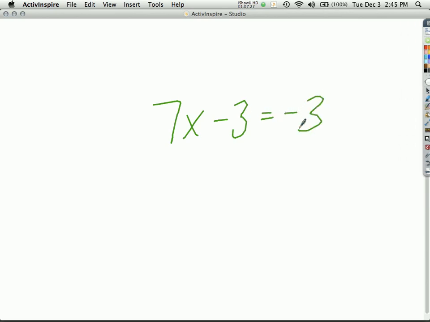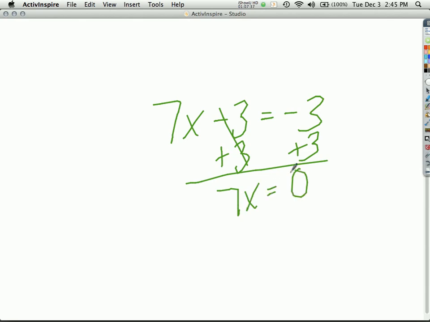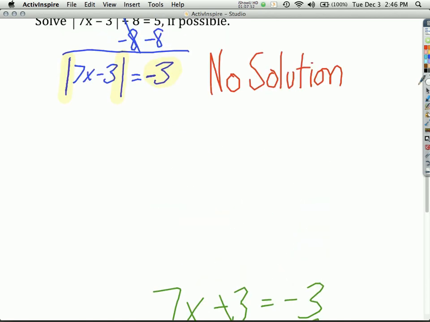we can solve that. What do you do to both sides? Add 3, add 3. This cancels, you get 7x equals 0. What's x? X equals 0. Divide both sides by 7, you get x equals 0. So there is a solution to this. But this is not the same thing as this.